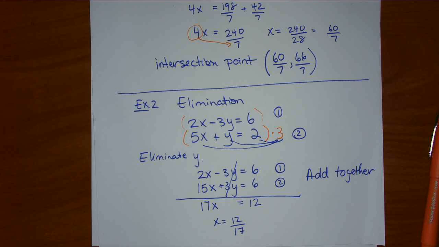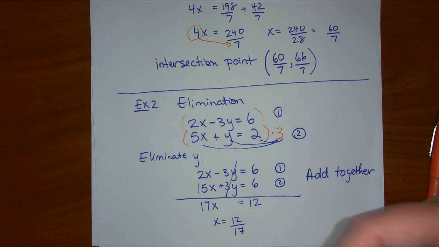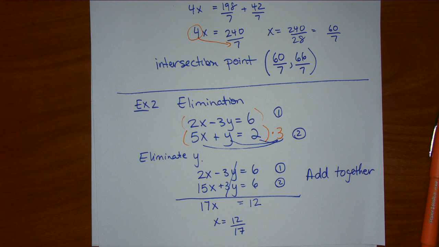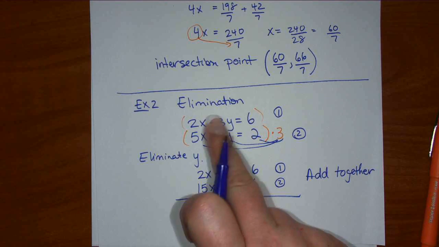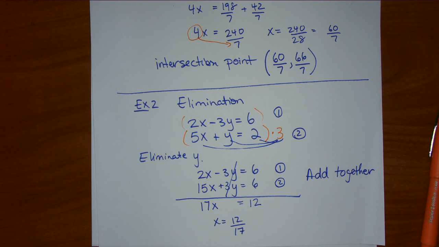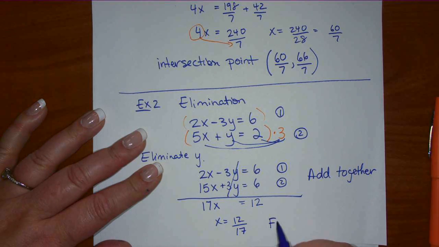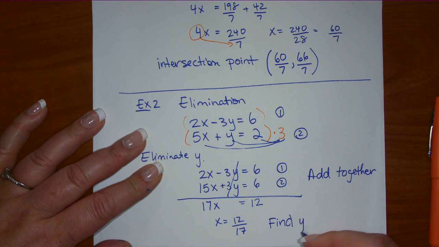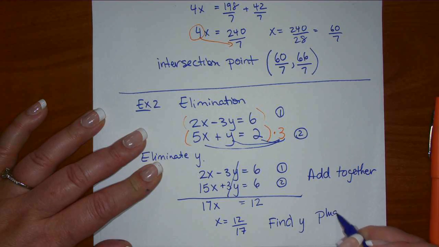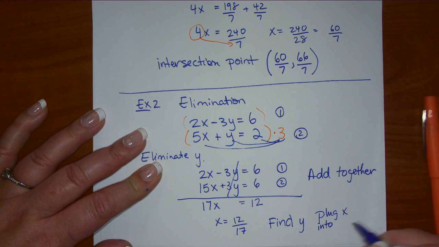And whether you did it by substitution or this method, if your answers are fractions, they're still fractions because you'll get the same answer. If you rearrange these, you would have started with a fraction in it. Now we're just ending with a fraction. So we have our x, we need to find y. How do we find y? Plug x into either equation.